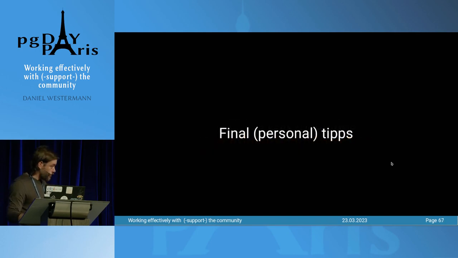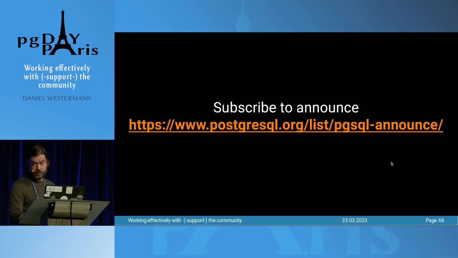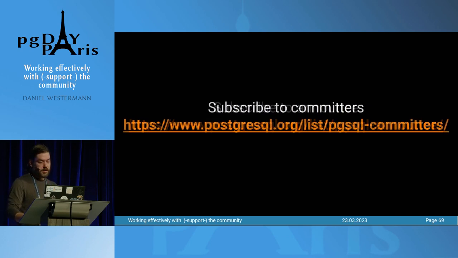So, final personal tips. Subscribe to Announce. This is the mailing list. The name is self-explaining, where all the announcements go out. Announcements could be new Postgres releases, conferences, extensions, whatever. This helps you to get an overview of what is going on. This depends a bit on what you want to follow. For me, this one is very important. Follow the committers. There you will get an email for every commit which makes it into Postgres. So you know what's getting fixed, new features, whatever. Really easy. Subscribe and you can follow the development of Postgres.